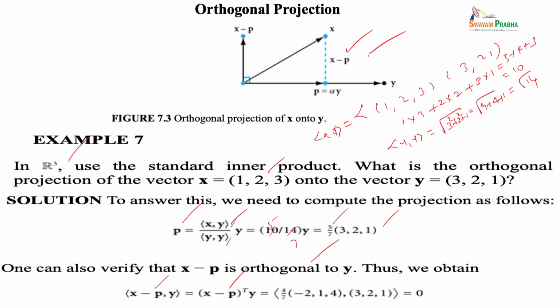So, x is the vector 1, 2, 3 and minus p is 5 by 7, 3, 2, 1. Substitute it and transpose it, and take the inner product with the corresponding y value 3, 2, 1. We get the value 0. So, it means they are orthogonal to one another. So, this is called orthogonal projection, and these are the corresponding values.